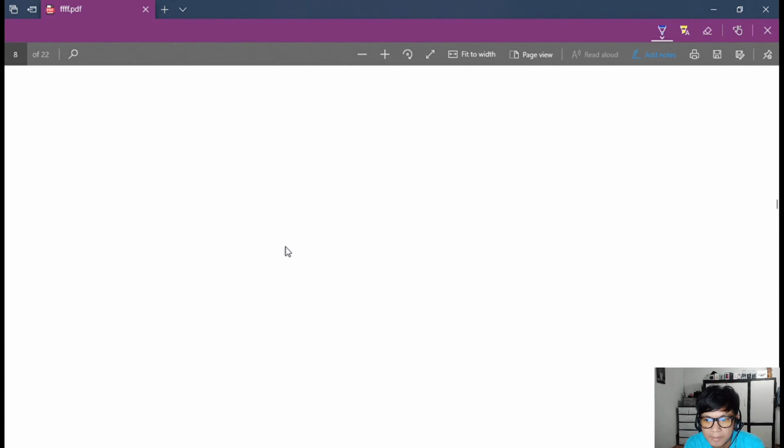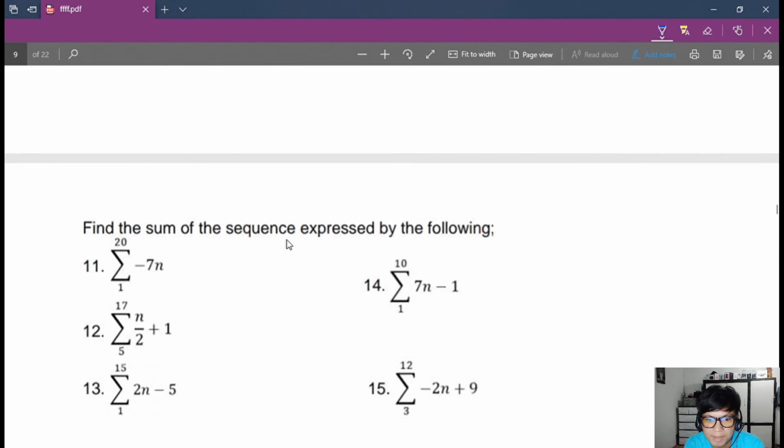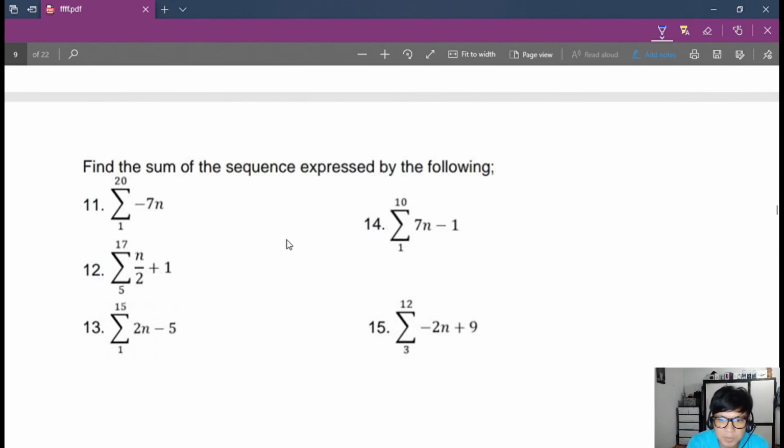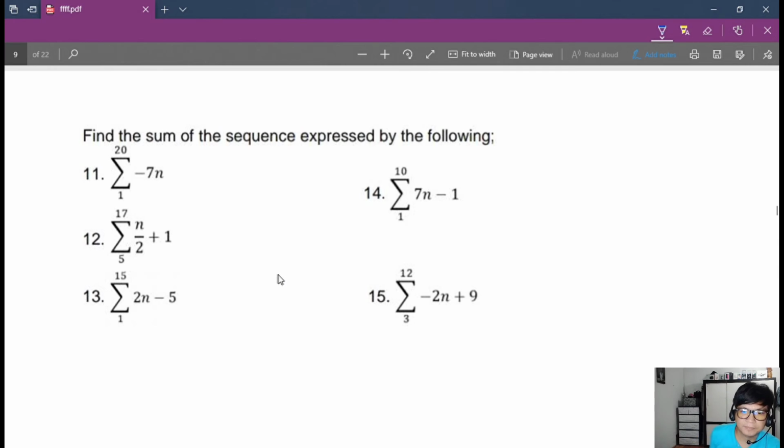Meron pa ba? Parang wala. Meron pa ito. Find the sum of the sequence expressed by the following. Okay. Yung kanina, yung first sigma notation, ginawa natin, kinonvert natin ito siya into arithmetic series. So, the first term here is negative 7, diba? So, kasi ranging from 1 to 20. So, negative 7, tapos negative 14, tama ba? 14, and so on and so forth.